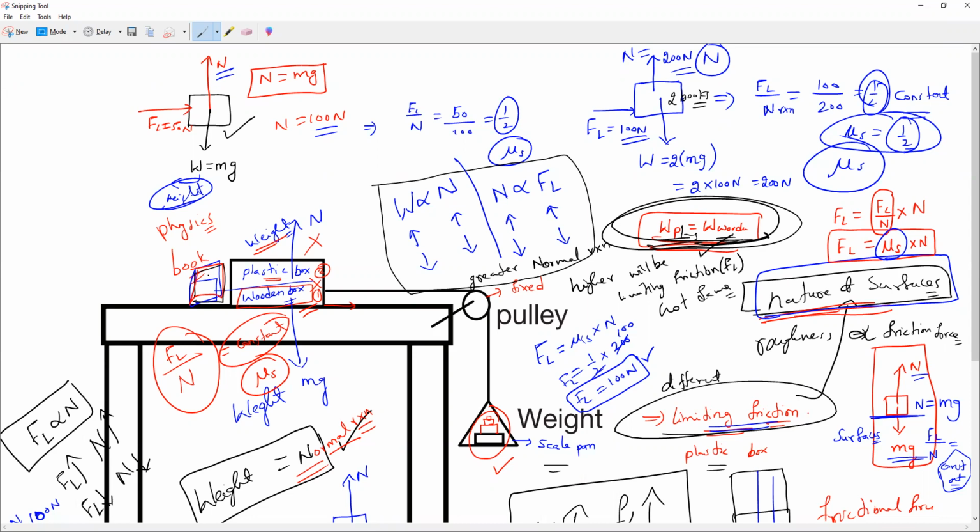I am taking the mass increases. See, first we dragged the wooden block and plastic block over. We found that limiting friction is different because of different surfaces. Now the same surface, book and bench only contacting, but one book, two books, three books, four books, five books, like that, the weight of the books keeps on increasing. Then also we can see, even though the same surfaces, the limiting friction keeps on changing because it depends on the weight of the object. That is what it is saying. Clear? Any doubt?